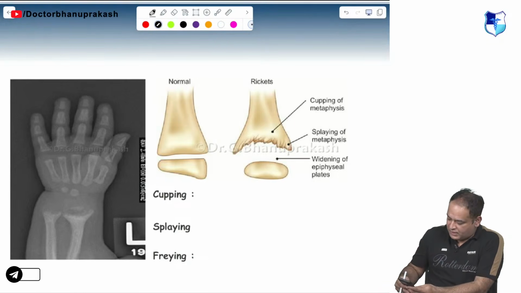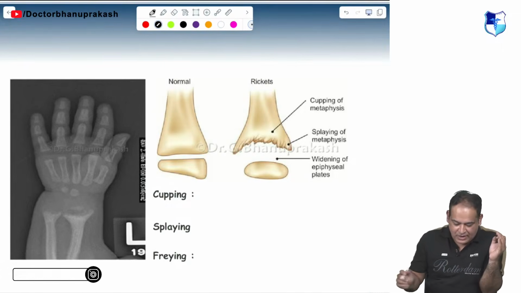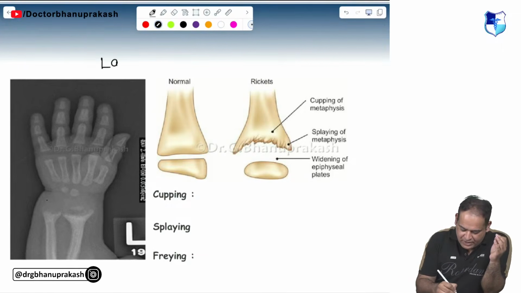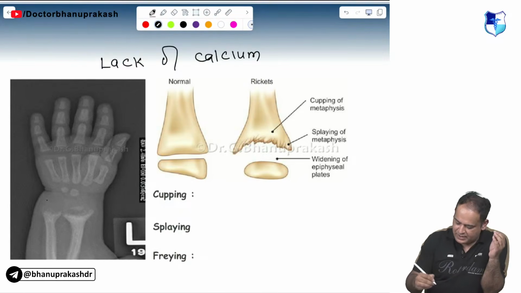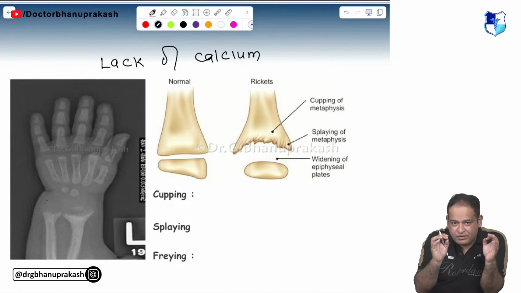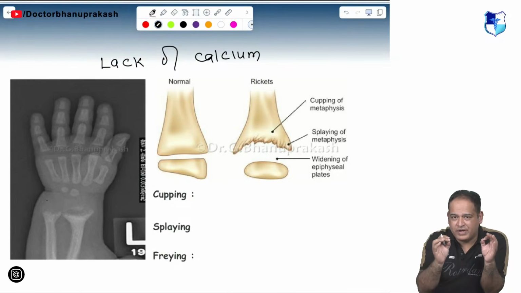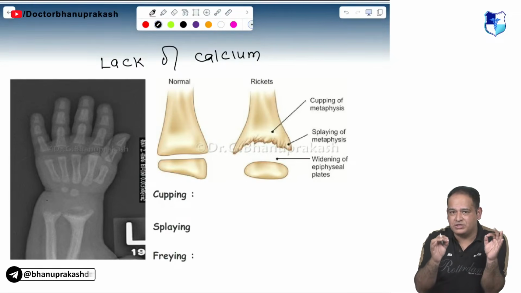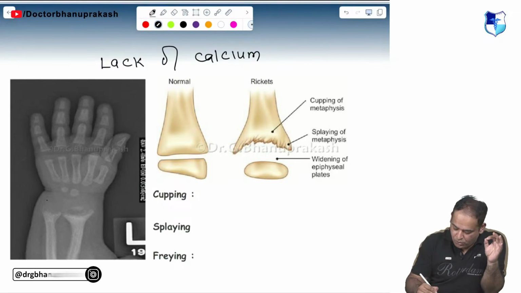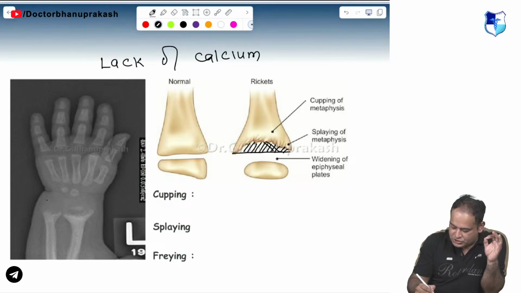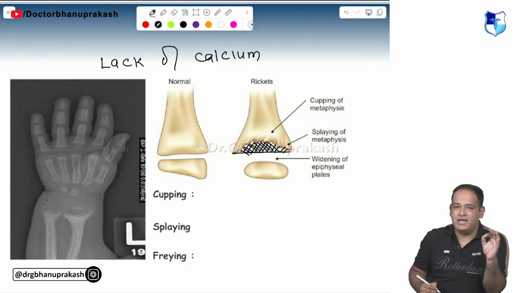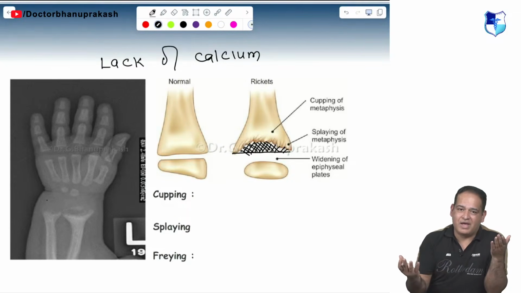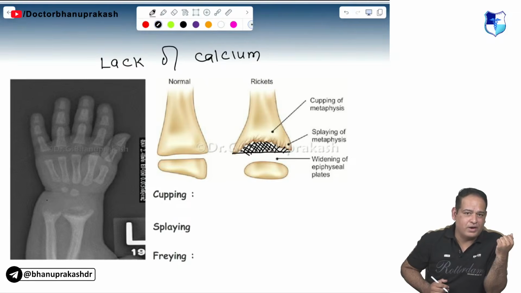See, the problem with rickets is that there is lack of calcium. Everywhere the problem is that there is lack of calcium. Right? Now, you see, if there had been enough calcium, the bone would never have left this area empty, which I just shaded. But because the bone does not have calcium, this area is devoid of calcium.